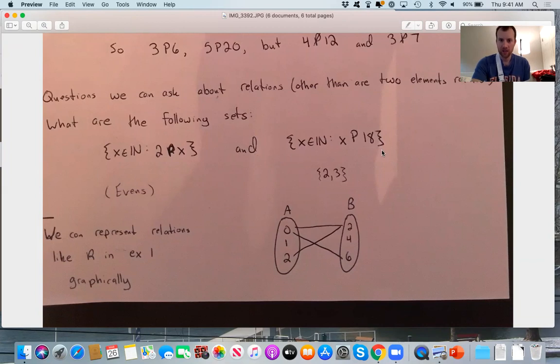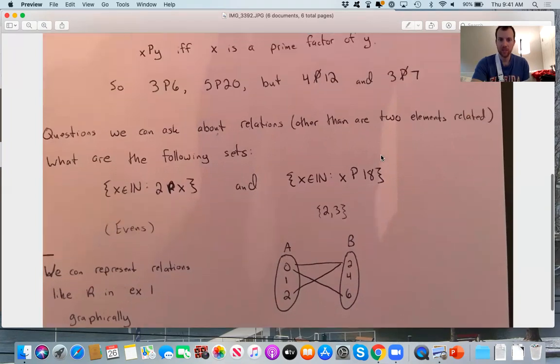The other set is asking a very different question. It's saying which x's are related to 18, and this is saying which x's are prime factors of 18. So here we want to look at 18, find its prime factorization. 18 is 2 times 9, so that's 2 times 3 squared. The only prime numbers that show up in its prime factorization are 2 and 3.